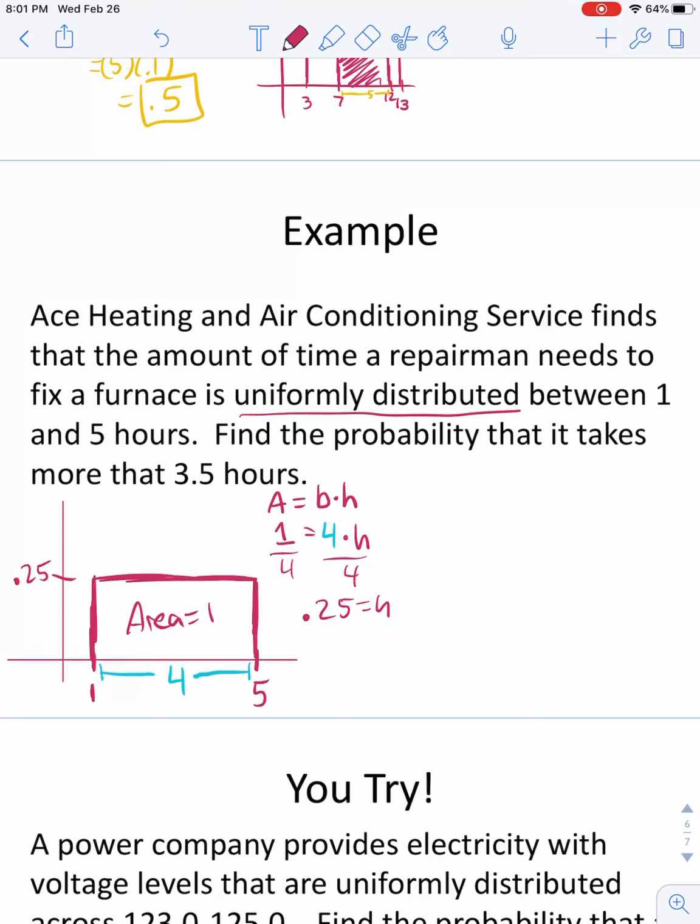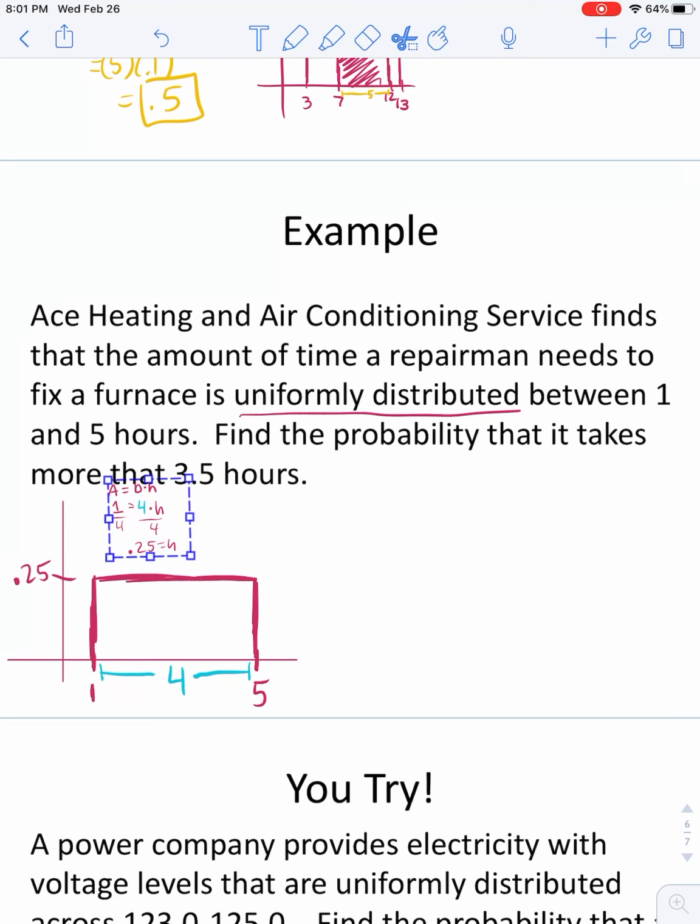That's our height. I'm going to get rid of this little note that the area equals 1, and I'm going to take this little calculation and shrink it up and get it out of the way so I have room to do this problem. But this was the key, finding this number. It takes a little bit of math to figure it out. Now that I know that number, I'm going to get rid of all this stuff because I don't need any of this information now that I have that number.